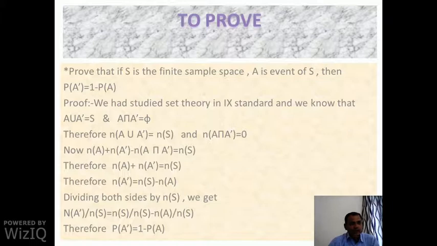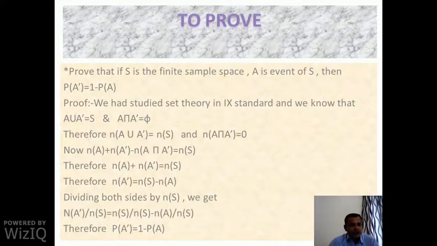Second proof: here we have to prove that if S is the finite sample space and A is an event of S, then P of A dash is equal to 1 minus P of A. Proof: in 9th standard we have studied set theory, and we know that A union A dash is the sample space and A intersection A dash is an empty set.